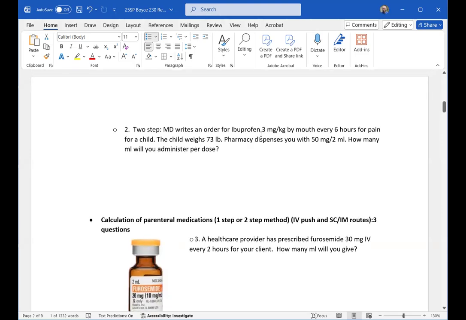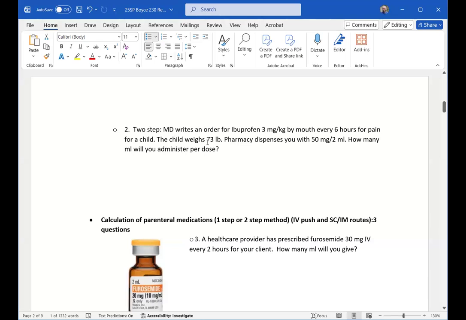Okay. We'll see some weight-based medications. This might be a good one to review just because it may have been a little while since you've done this. So I'm going to go ahead and work through this question here, number 2, before I get to some of the other things, because this can be somewhat new, or you might just need a refresher. So this is considered a two-step problem because you have to do two things.